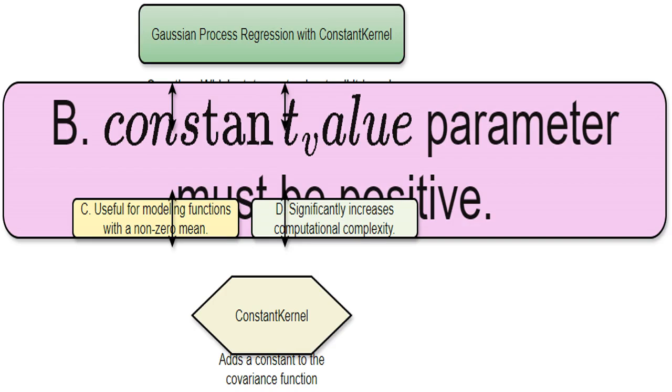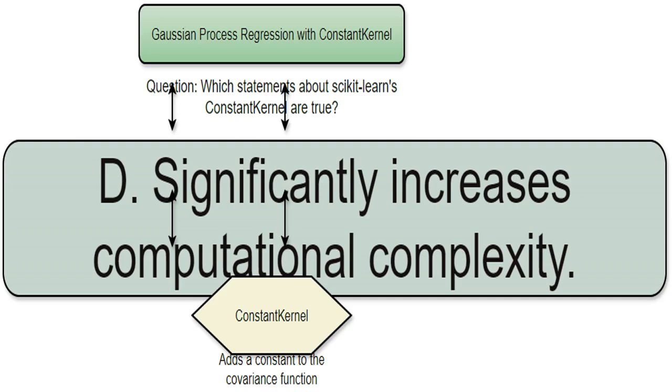This is false. While adding any kernel adds some computational cost, the constant kernel is computationally inexpensive compared to other, more complex kernels. It doesn't significantly slow down the calculations.